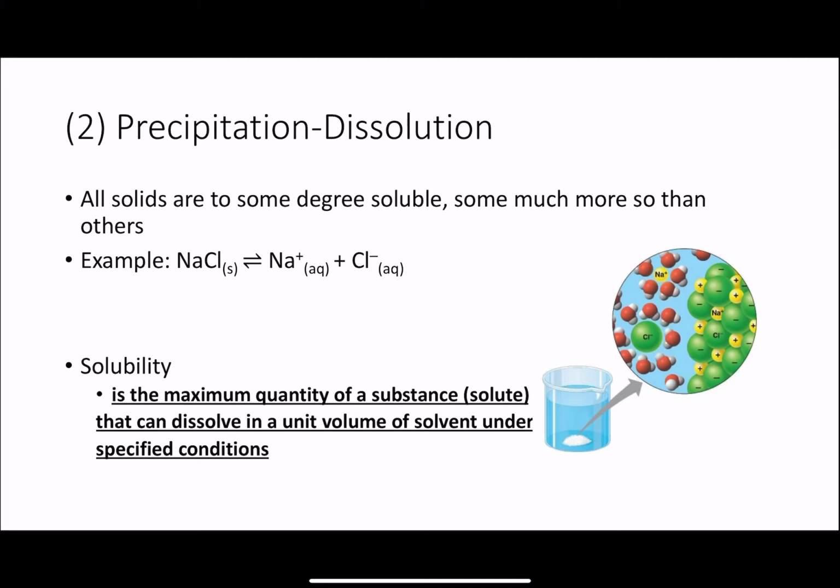Now, we'll come to number 2, precipitation dissolution. For example, every solid on this earth has some degree of solubility.